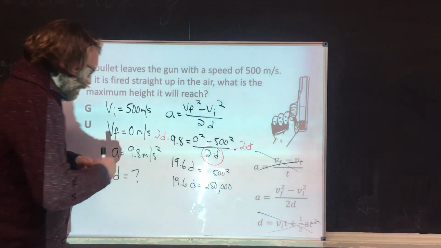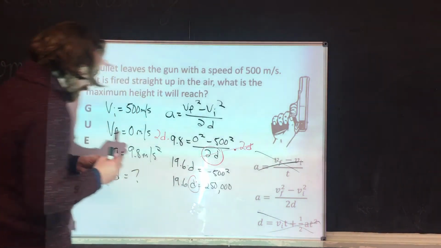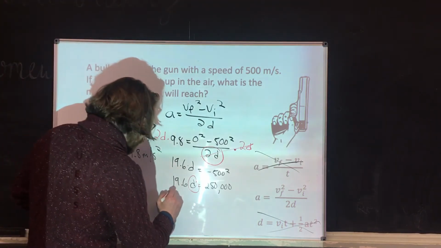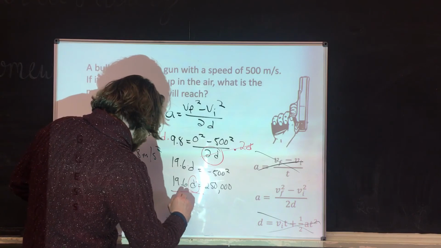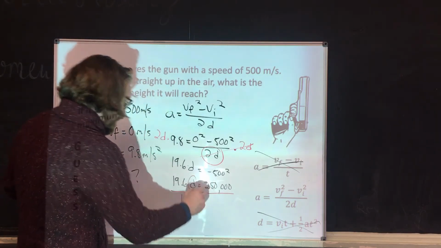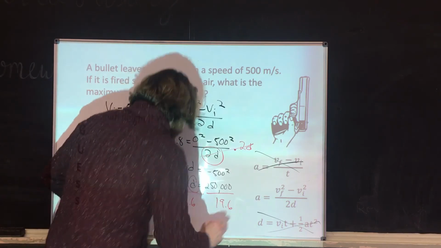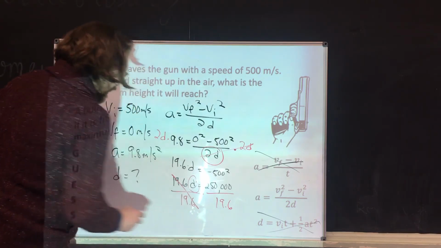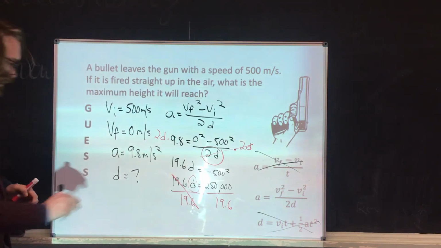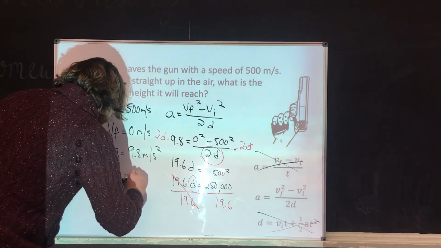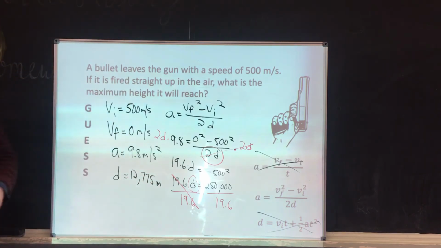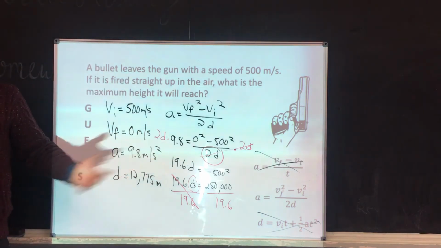And again, I want distance by itself. This is multiplication. So I do the opposite, which is division. I divide by the other number, which is 19.6. Whatever I do to this side, I do to this side. 19.6 divided by 19.6 is 1. And 250,000 divided by 19.6 gives me a distance of 12,775 meters. Big dog problem.